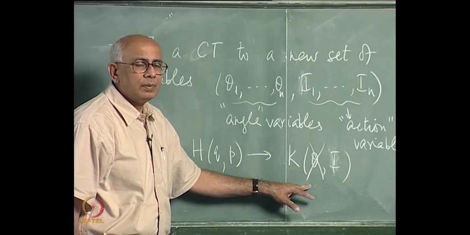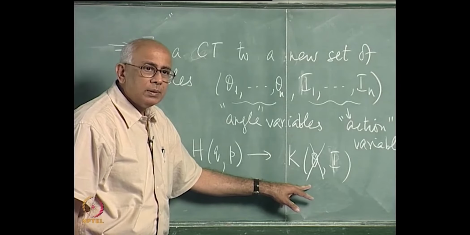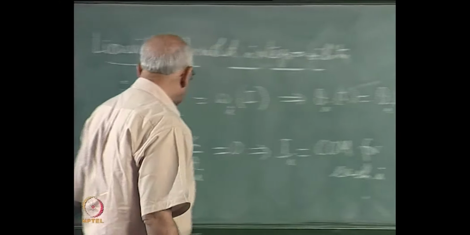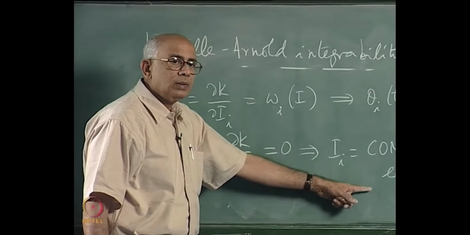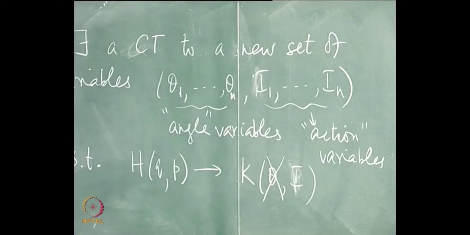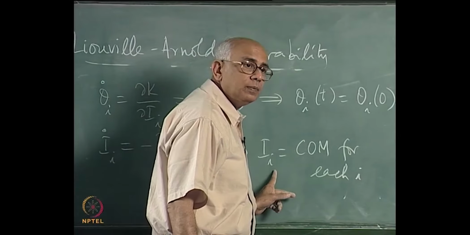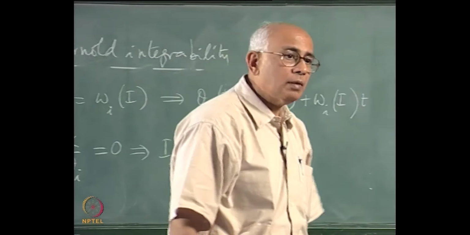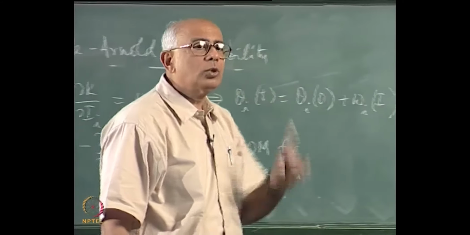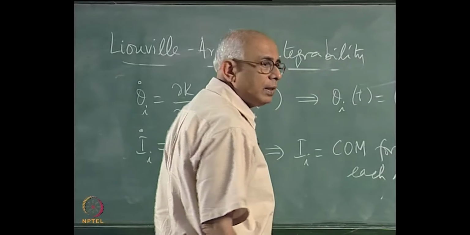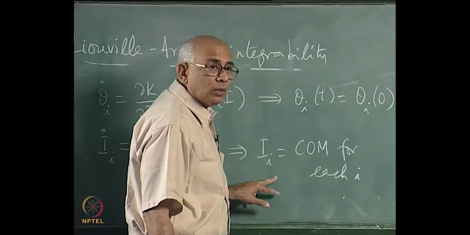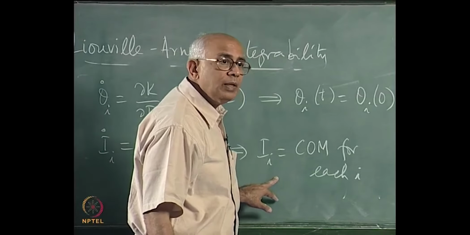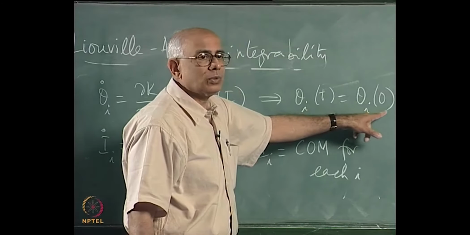coordinates, they are ignorable coordinates, which at once means that all the action variables are constants of the motion, and the angle variables have a simple linear dependence on time. What determines the value of all these constants of the motion? The numerical values. What determines these numerical values? The initial conditions. You have 2n pieces of initial data, n of them go in determining these n constants, and the remaining n go in determining the initial values of these angle variables.